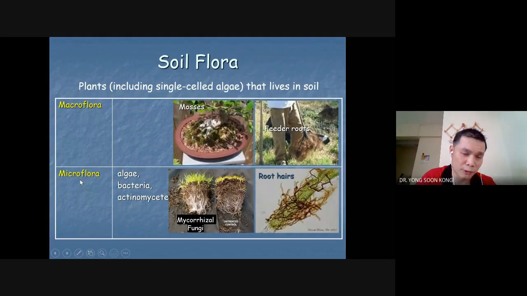Moving on to the next one, microflora. They consist of algae, bacteria, actinomyces, microorganisms. Whatever you can see right here, they are actually microscopic. Usually it's the whitish color of fungus that you can see. Sometimes they appear as black colored fungus near the roots. So these are the good ones, because without this microflora, the nutrients will not be recycled. These are the major organisms in the soil that do all the decomposition and make the nutrients available to plants.